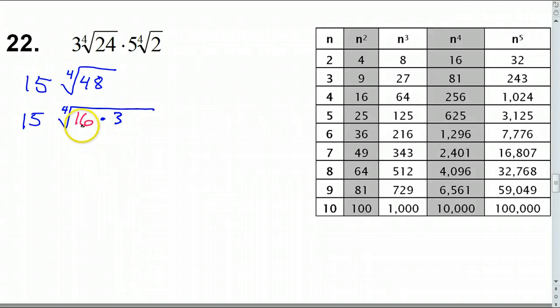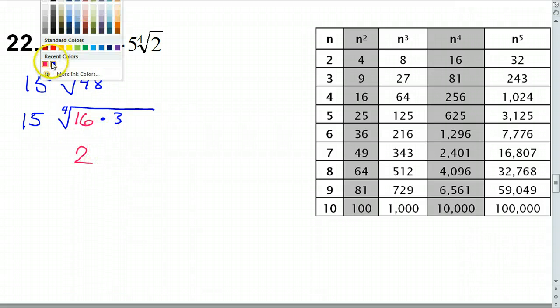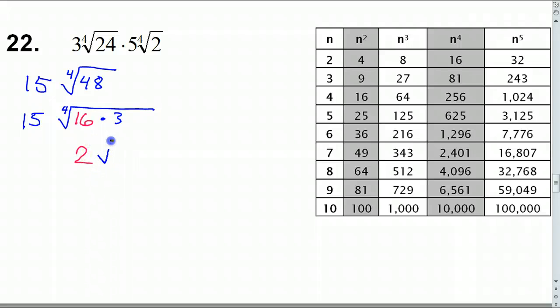I wrote the 16 in pink because that can be simplified. The fourth root of 16 is 2. So I can replace that 16 with a 2 on the outside of the radical. Now everything here in blue is going to be left inside the radical. So I'll have the fourth root of 3 still. And that 15 is still out in front, and just understand that it is multiplying. So if I do 15 times 2, I get 30. So my final answer will be 30 times the fourth root of 3.